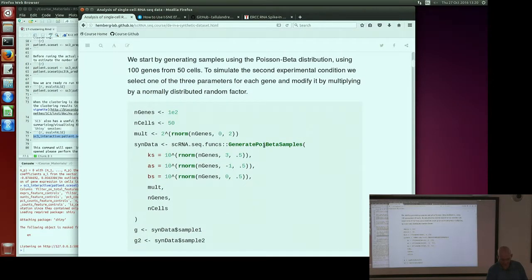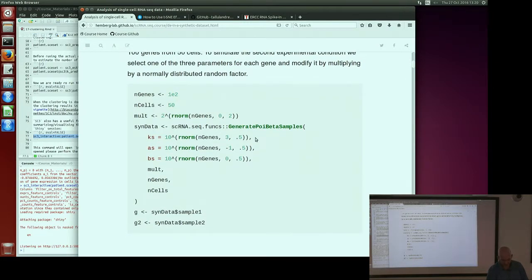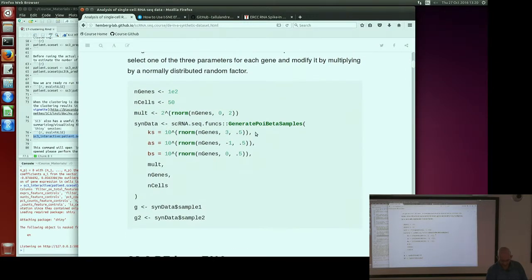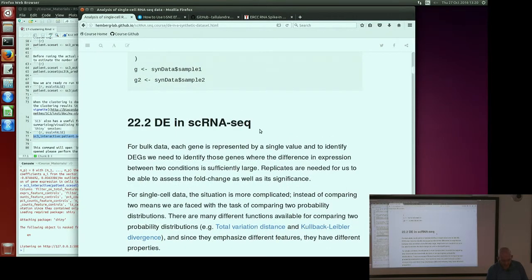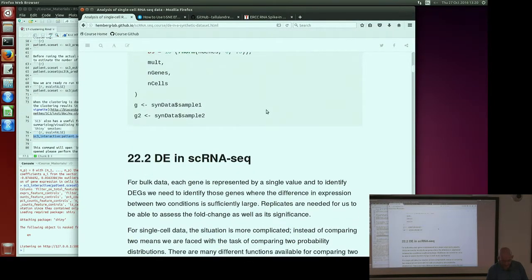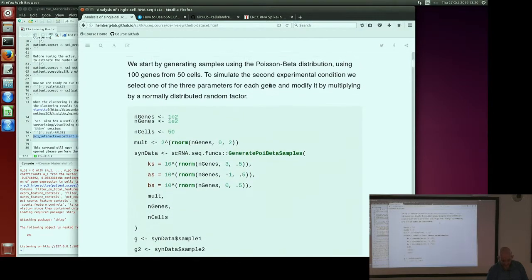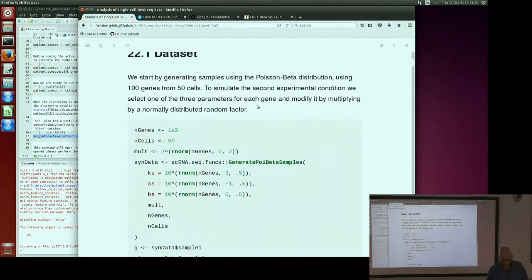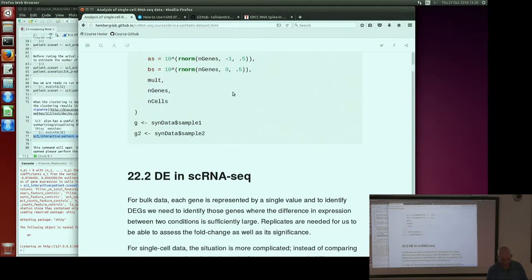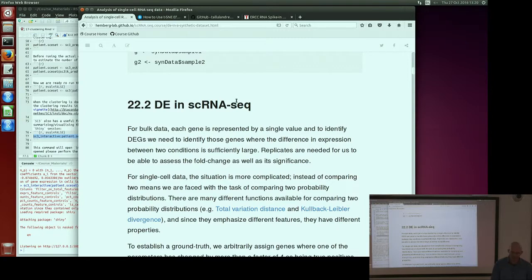So here we can start by generating a synthetic data set, which there is a small example for how to basically do 100 genes from 50 cells. So you can run that to get 2 different samples. What I've done here is that we've changed one of the parameters by multiplying it by a random factor, so that sort of introduces the 2 different conditions.